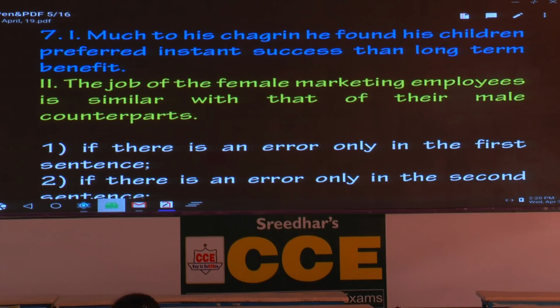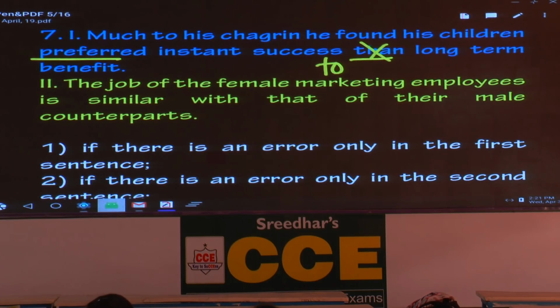This is rather easy. Compare to adjectives and also the verb prefer. Compare to adjectives like anterior, posterior, superior, inferior, senior, junior, prefer, elder. Prefer is the verb, preferable, elder, prior. And the verb prefer, they all take the preposition which one? To, not than. What is the word here you see in the sentence? Preferred what? Than. Is that right? Mark it wrong and change it to preferred instant success to long-term benefit. This is rather easy, purely based on grammar knowledge.